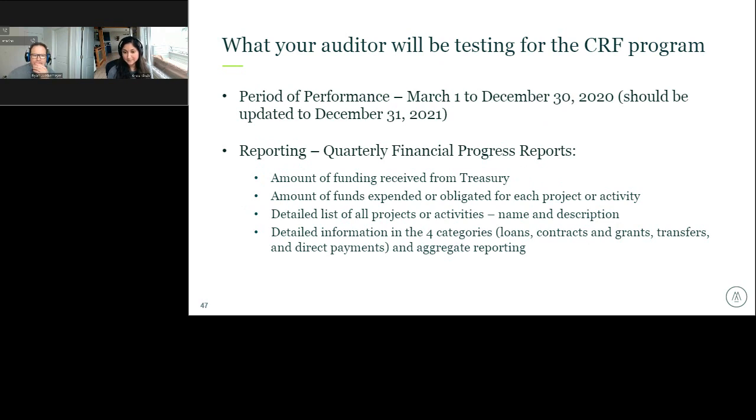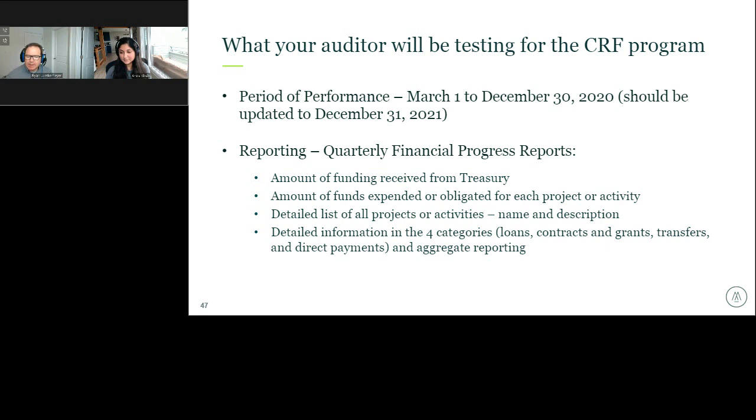Thank you, Anita. So a couple more here with the period of performance. Of course, this has changed, right? The compliance supplement does say the CRF program's period of performance for expenditures incurred is March 1st through December 30th, 2020. Although that says that in the compliance supplement, obviously with the updates in December with the Consolidated Appropriations Act, that's now been updated to December 31st, 2021.